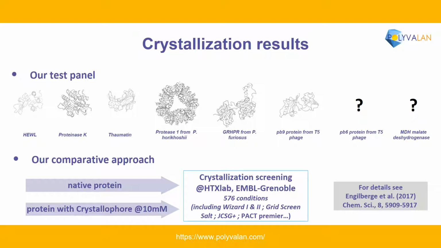To demonstrate the nucleating properties of Crystallophore, we used a set of 8 proteins, including commercial proteins, proteins produced within our lab, as well as 2 proteins with unknown structures. Our approach was quite simple: for the 8 proteins of our panel, we compared the crystallization results obtained for the protein alone and for the protein in the presence of 10 millimolar Crystallophore. 576 crystallization conditions were systematically screened, including different commercial kits. The details can be found in our paper.